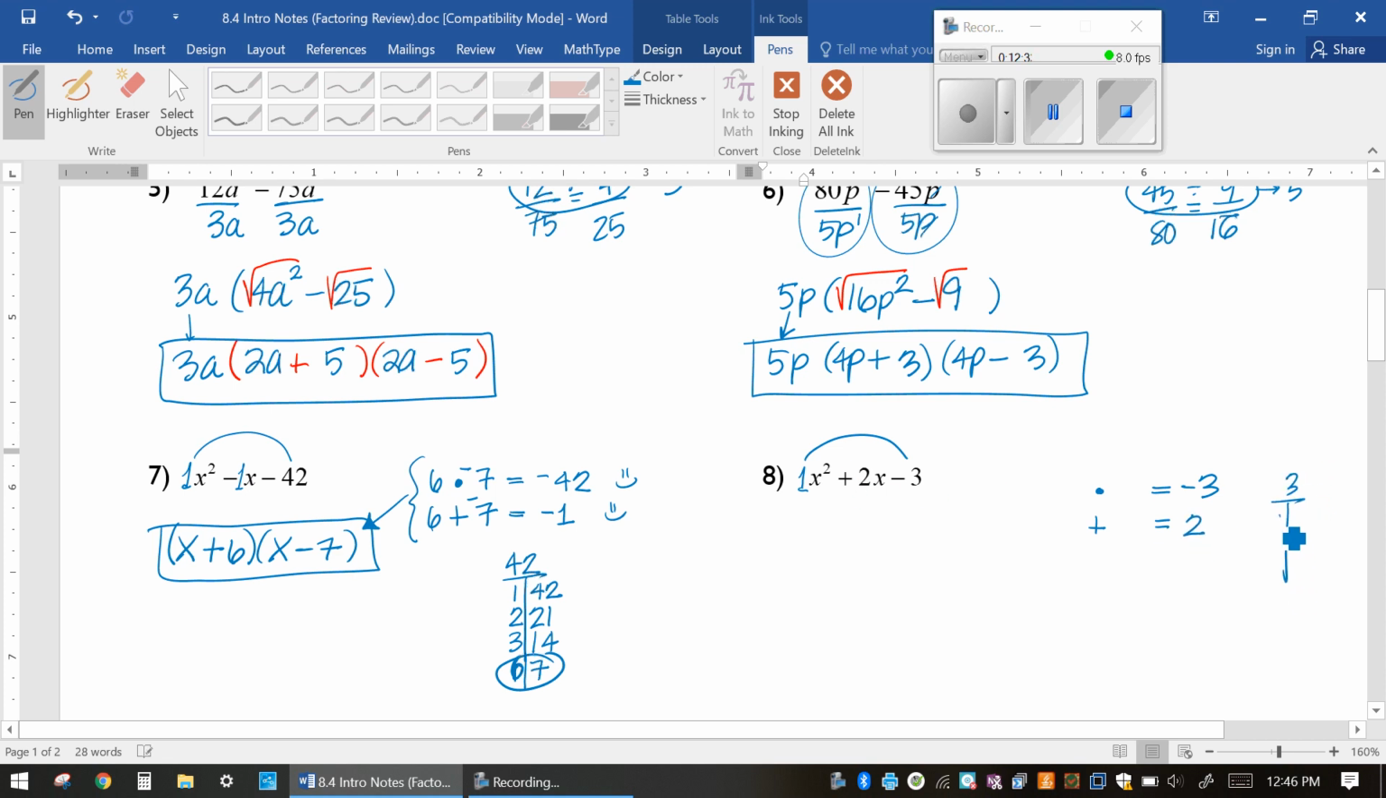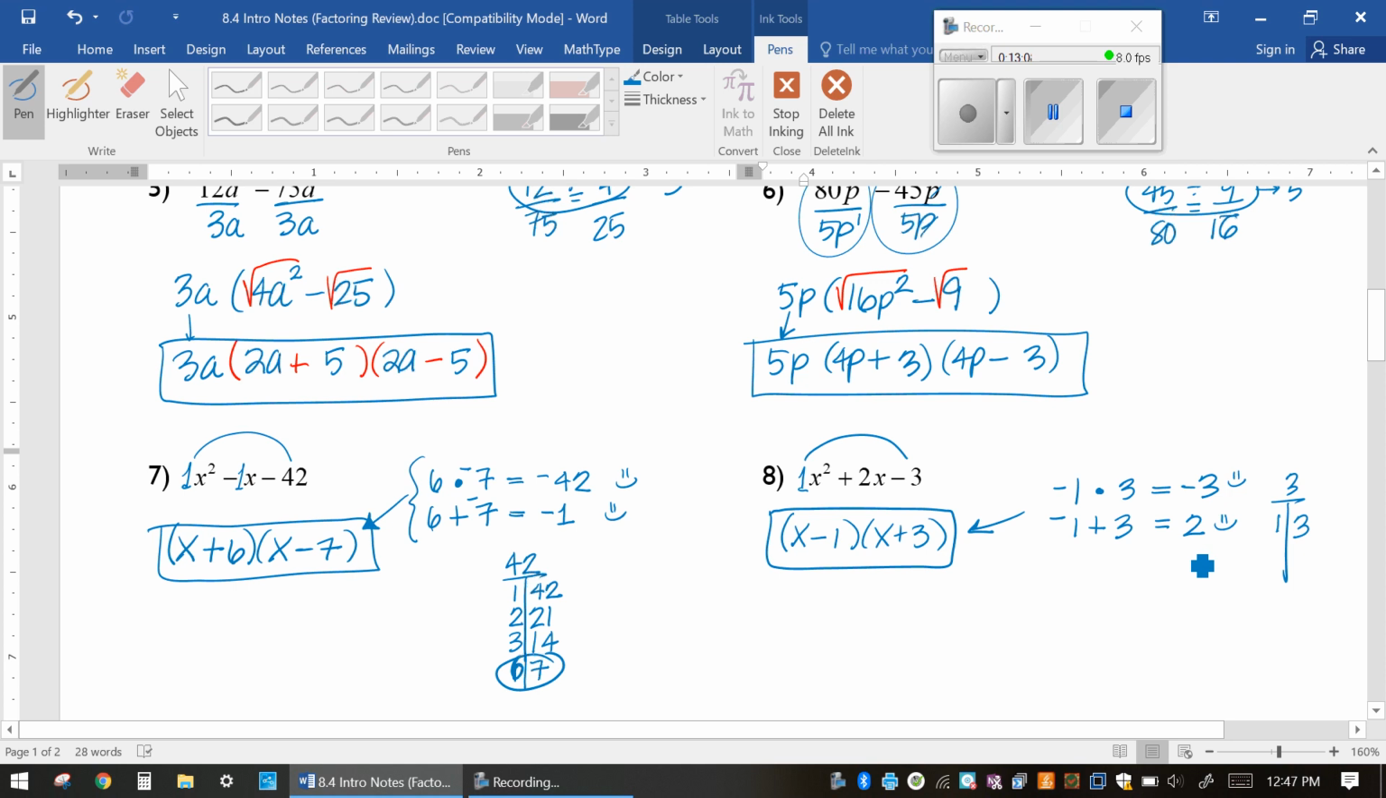So the factors of 3 are just 1 and 3. So it's got to be 1 and 3. Try it with a negative 1. Does that work? Yeah. I can use the shortcut because the leading coefficient was 1. So I'm going to put x minus 1 and x plus 3 because those are the numbers we said worked that multiply to negative 3 and add to 2.